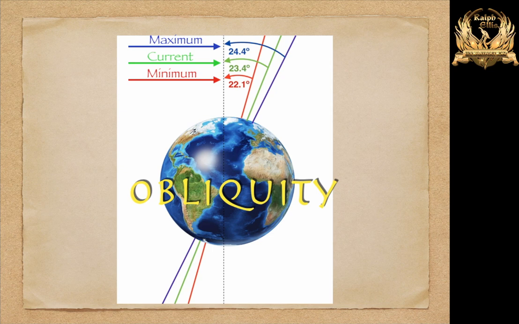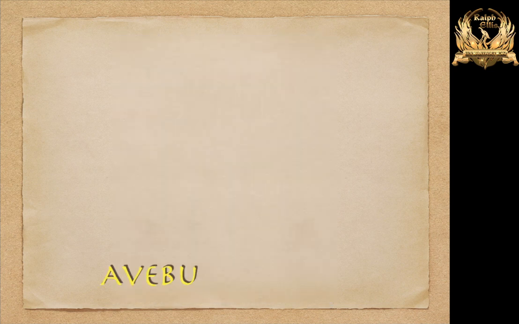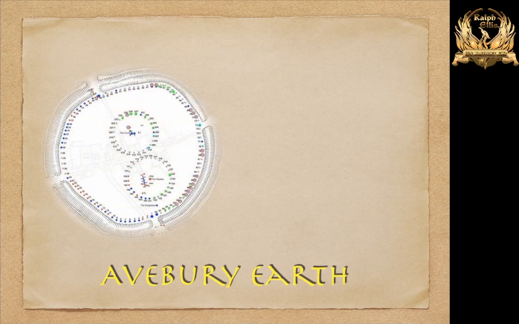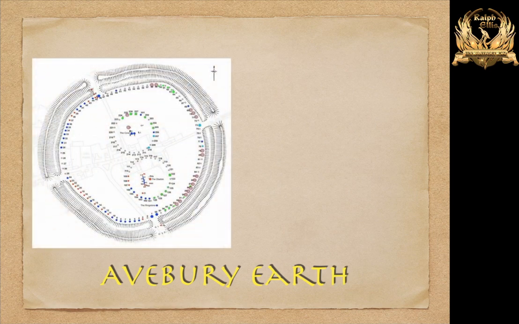So what monuments may encode obliquity? Well, one of them might be Avebury. So this is the layout of Avebury. A huge circle on the plains of Wiltshire with entrance gates in the sort of north and south and east and west, and those two smaller circles in between.